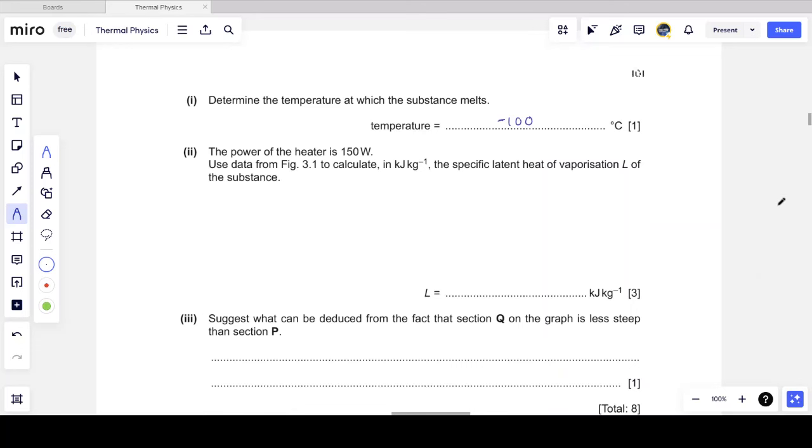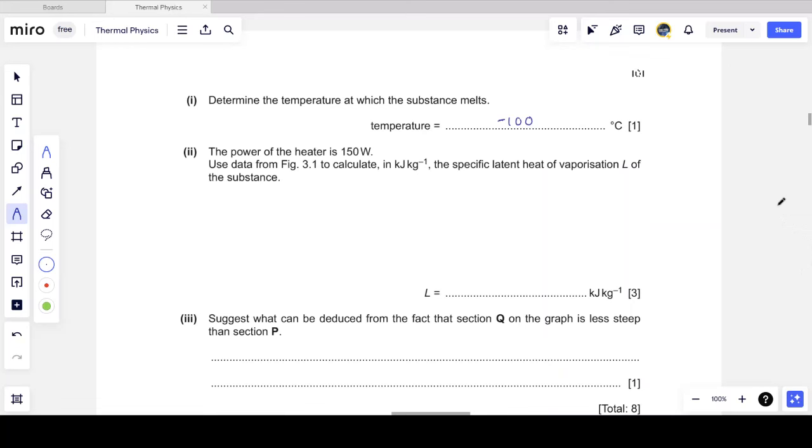Now we are then told that the power of the heater is 150 watts, and we want to use data in the figure to calculate in kilojoules per kg the specific latent heat of vaporization L of the substance. Well, how do I do this? I know the power, and I want to find the latent heat of vaporization. Now I know the latent heat of vaporization occurs between 3 minutes and 8.5 minutes.